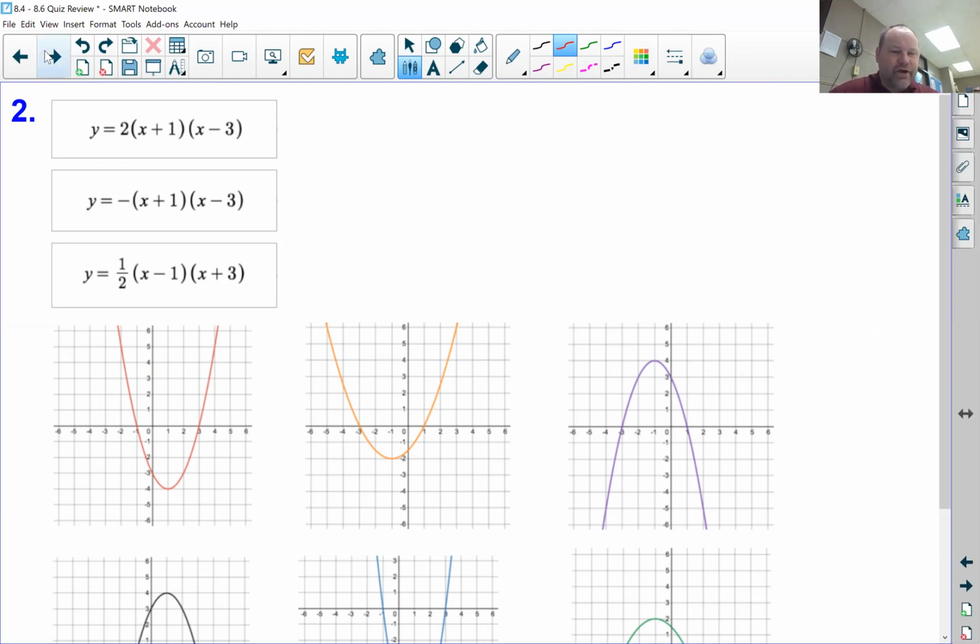Notice on the matching there are multiple graphs. There are 6 and only 3 equations, so don't rely on process of elimination.